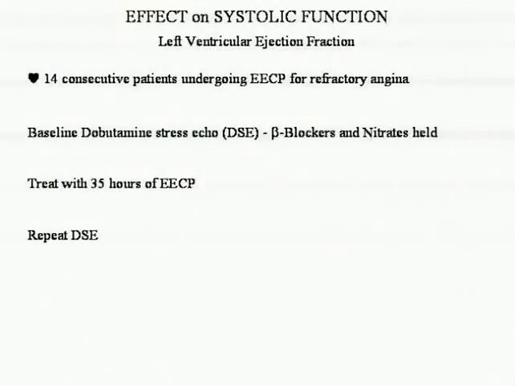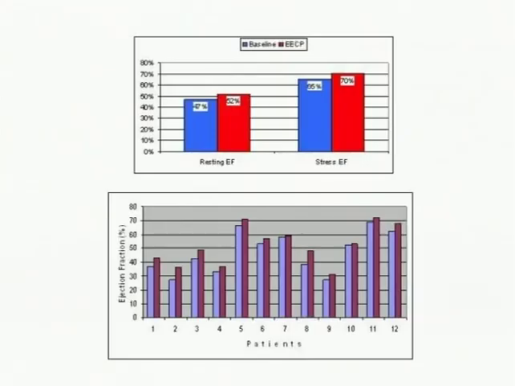14 consecutive coronary patients undergoing ECP for refractory angina. You do a dobutamine chemical stress echo, you hold their medicines, carry out ECP, repeat the study. And you see the resting ejection fraction rises from 47 to 52%. The exercise, the stimulated ejection fraction rises from 65 to 70%. Here's the paired raw data for their series of patients. So diastolic function and systolic function are improving in people with coronary disease.